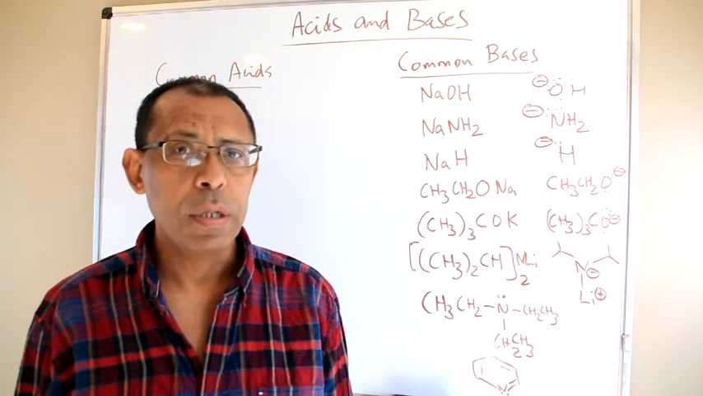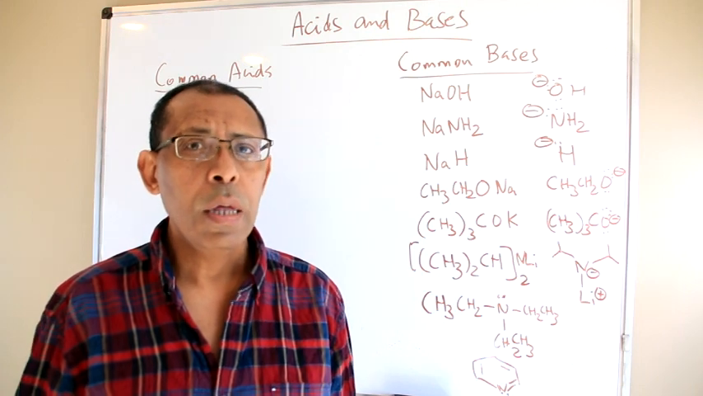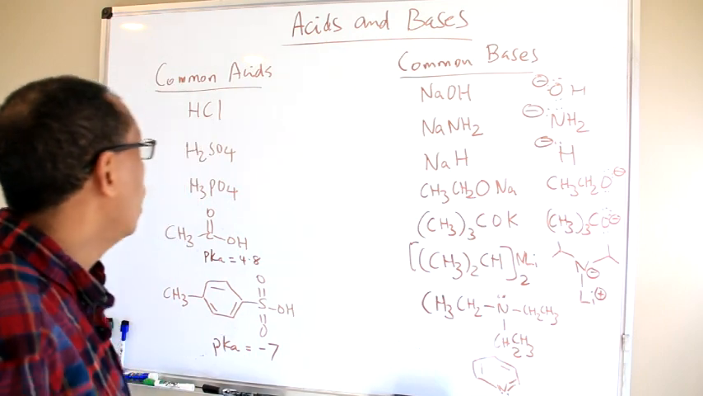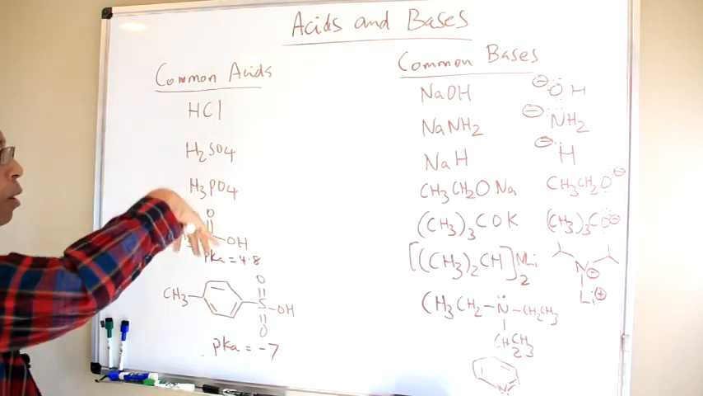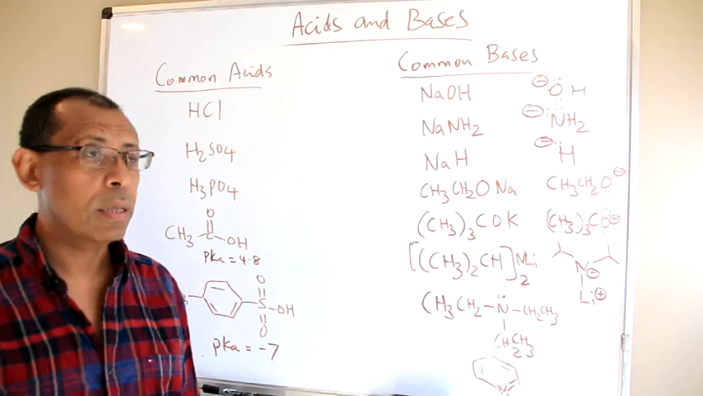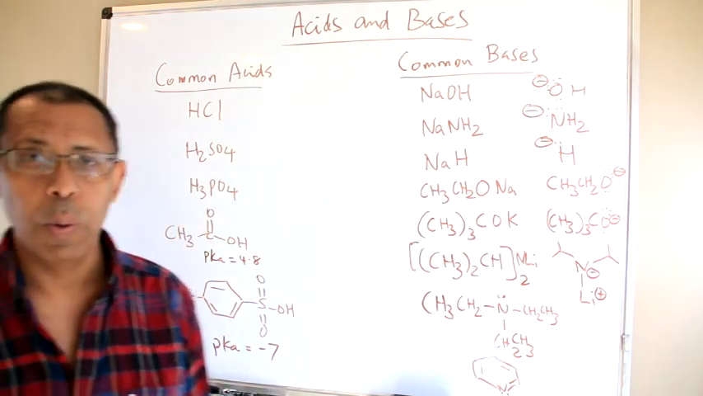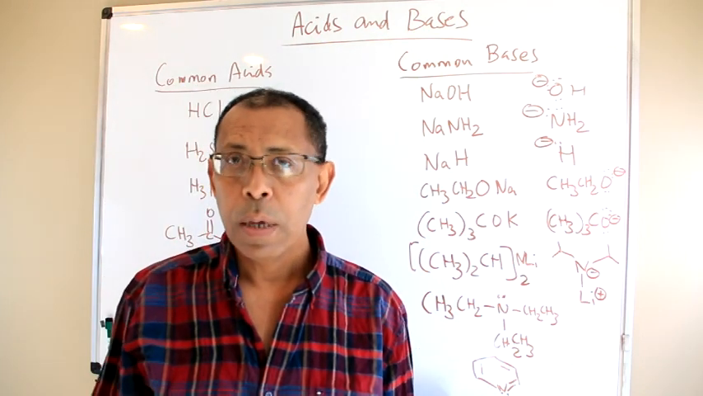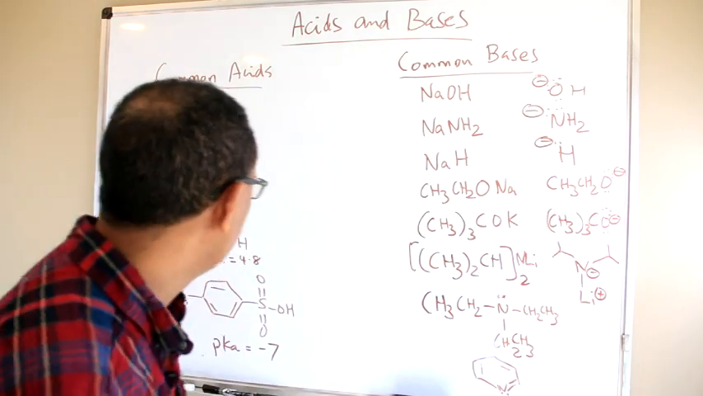In this video, we'll discuss what strong bases and strong acids are. The common acids and common bases are something we should remember. If you just look at common acids, hydrochloric acid, which is a very strong acid, sulfuric acid, phosphoric acid, these are generally called mineral acids. They are inorganic acids. They are not organic acids, and they are mostly very strong acids.